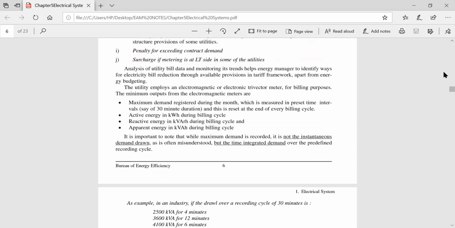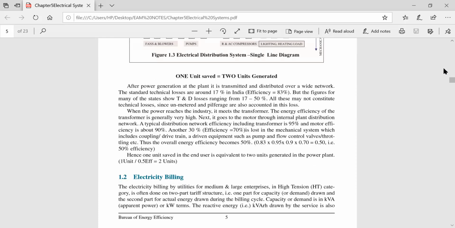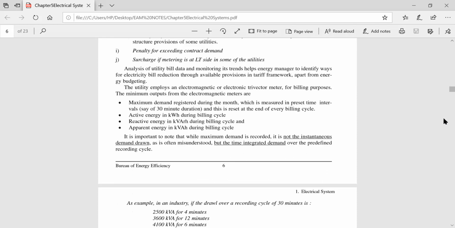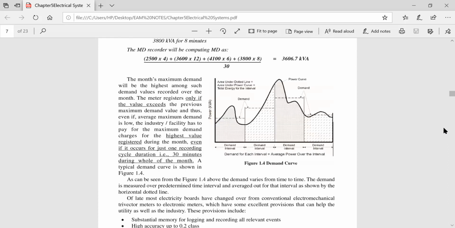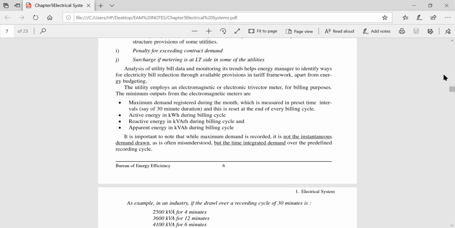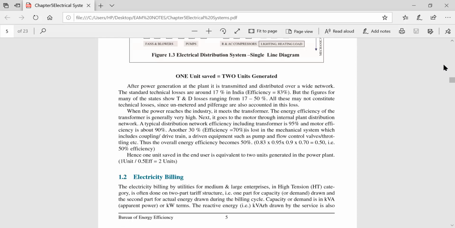Then we have electricity billing. Billing we will talk about in the next class. Here an overview of billing is shown. We will discuss electricity billing in the next class, how it is there. So we'll do it in the next class.